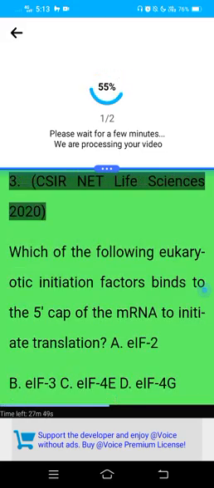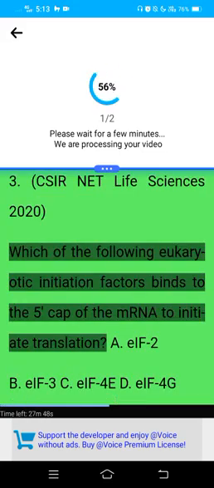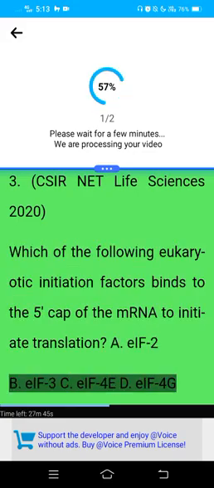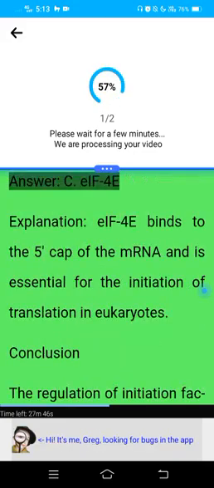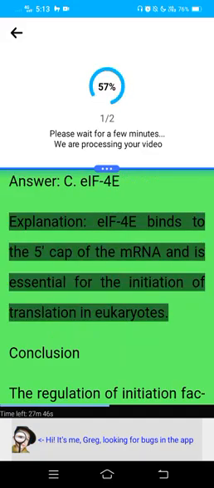3. CSIR NET Life Sciences 2020. Which of the following eukaryotic initiation factors binds to the 5' cap of the mRNA to initiate translation? A. EIF2. B. EIF3. C. EIF4E. D. EIF4G. Answer: C. EIF4E. Explanation: EIF4E binds to the 5' cap of the mRNA and is essential for the initiation of translation in eukaryotes.